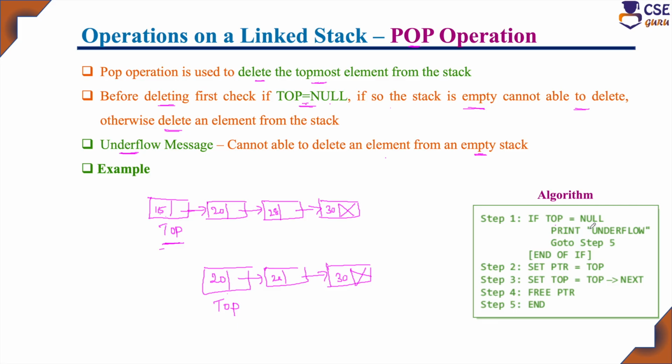Considering the algorithm, if top is equal to null, the stack is empty and it will display an underflow message and go to step 5, which is the end, because we cannot implement the delete operation. Otherwise, if this condition fails, step 2: set pointer equal to top. So this element we want to delete. Pointer is equal to top. This is the top element and you are naming it as pointer. And set top equal to top of next.